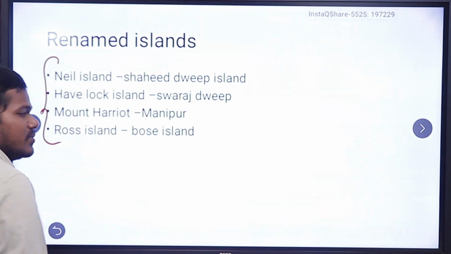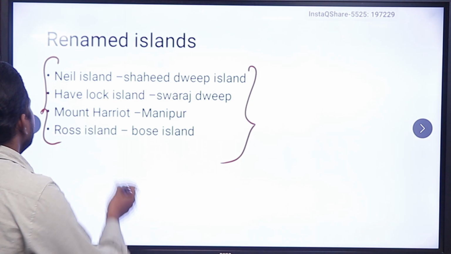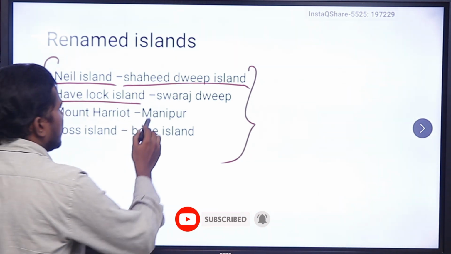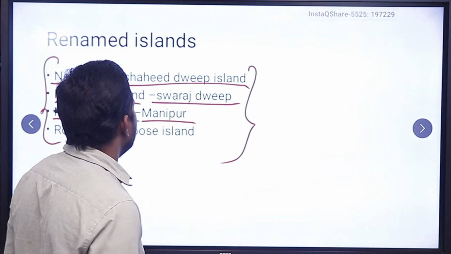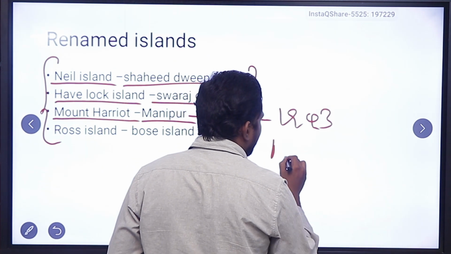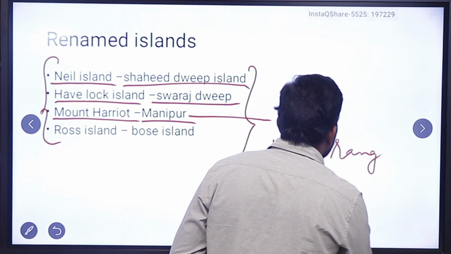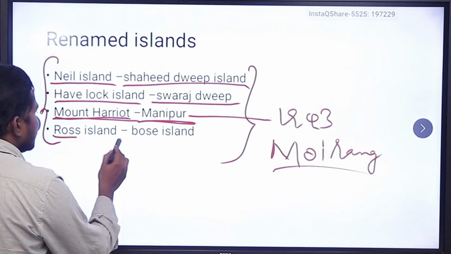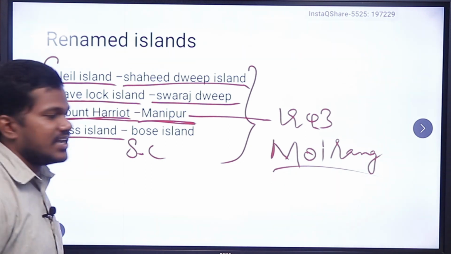Recently the Union government renamed some of the islands to recognize the Indian freedom fighters. Neil Island was renamed Shaheed Dweep, while Havelock Island was renamed Swaraj Dweep. Mount Harriet is renamed Manipur. Here we have to note that in 1943, Subhash Chandra Bose hoisted the national flag on Indian mainland soil at a place called Moirang, which is located in Manipur. To commemorate that, Mount Harriet is renamed Manipur, while Ross Island is renamed Subhash Chandra Bose Island. Ross Island as Bose Island.